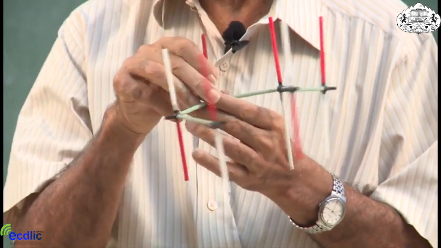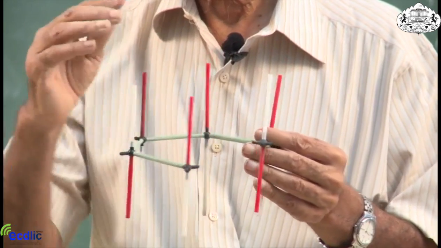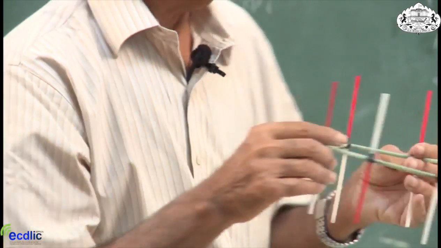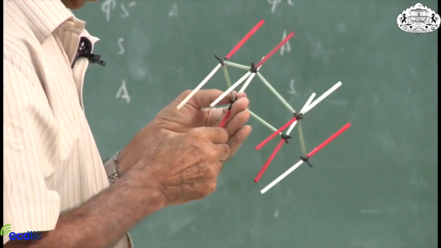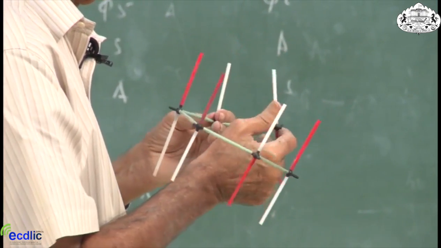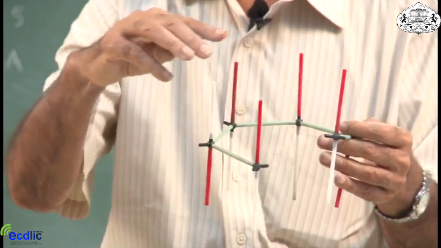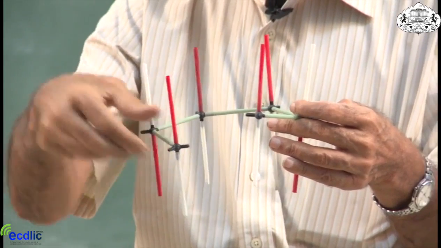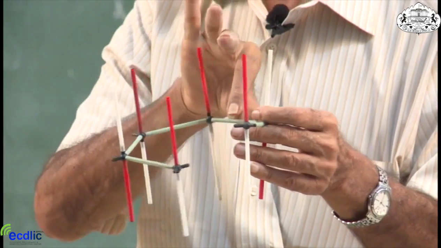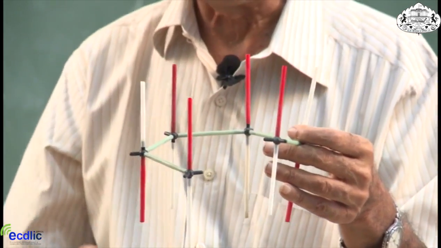Plus, minus, plus, which we are drawing plus. Plus, minus, plus, plus, minus, plus. One node, second node, third node, fourth node. Mirror plane is of course going to be symmetry.